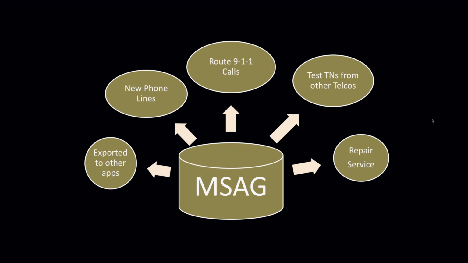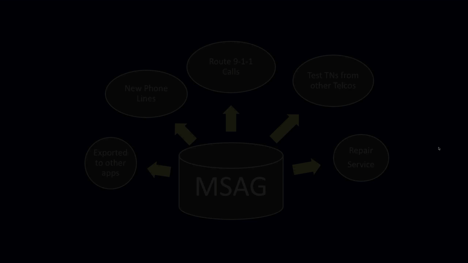So all the technicians that go out and fix phone lines and do things like that, they are using the MSAG data as well. So as we move forward, the GIS data is going to take over one of those functions, the call routing function. If you could go to the next slide.